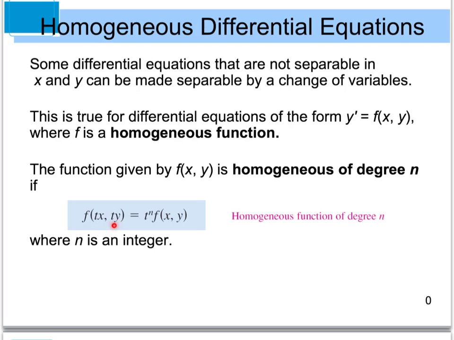you can replace your function values x and y with tx and ty, and when you do that, you can factor out t raised to some power, say in this case n, multiplied by your original function. You read this as a homogeneous function of degree n, and n is just some integer. And I'll show you what that looks like here.